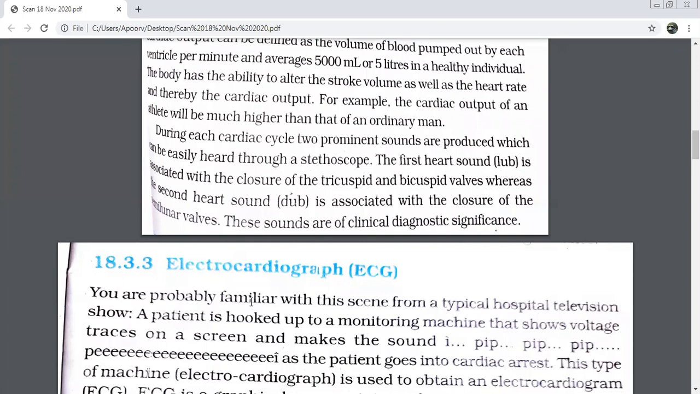Okay. The lower side is how much? 80. It should not be less than 80. And the higher side is how much? 120.